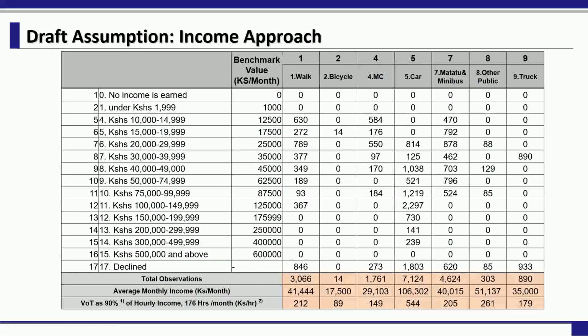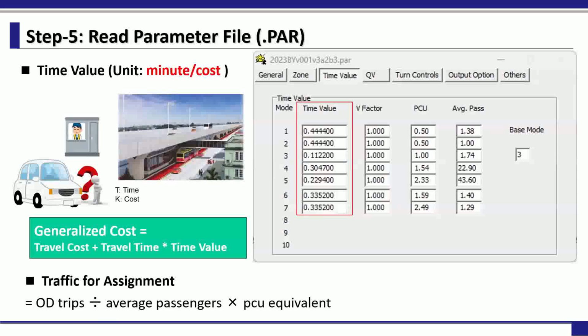For those modes, 1, 2, 3, up to 7, I think it would be good if you told us what they are, because I only know that mode 3 is the private car. Yes. Mode 1 is tuk-tuk, motorcycle, car, Matatu, bus, light truck, heavy truck. Okay, nice.